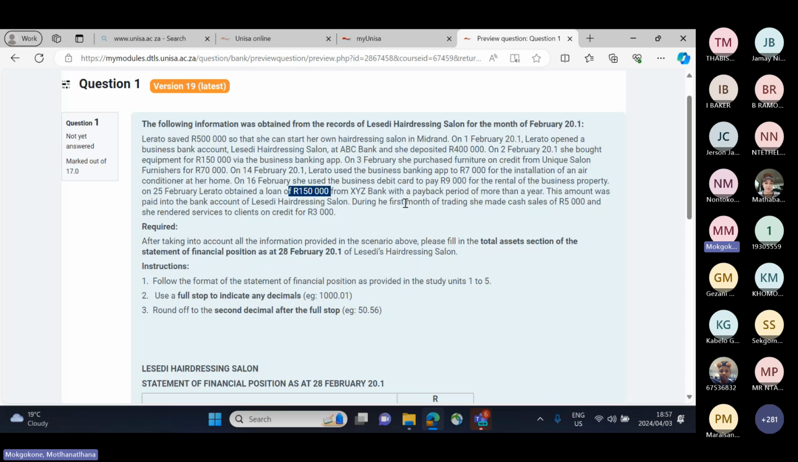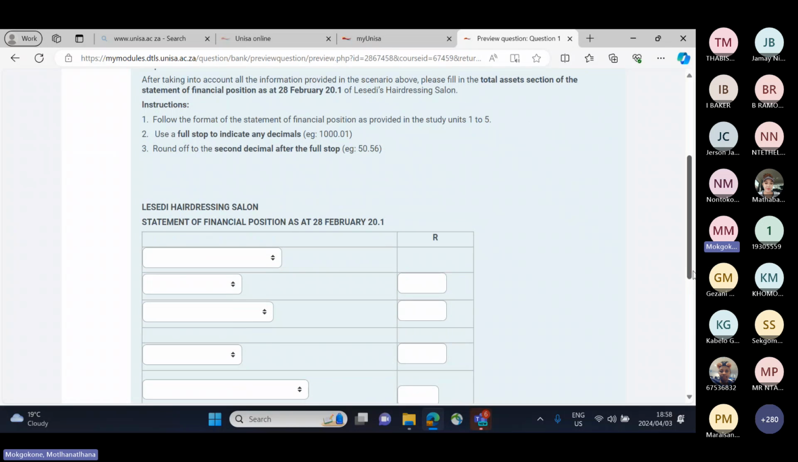During the first month of trading, she made cash sales. Here, this is our sales, and she rendered service on credit. Remember, when the business rendered service on credit, that means our trade receivables, which is our debtors, will increase by 3,000, and our trade receivable is our current asset. That means our current assets, which is trade receivable, will increase by 3,000.